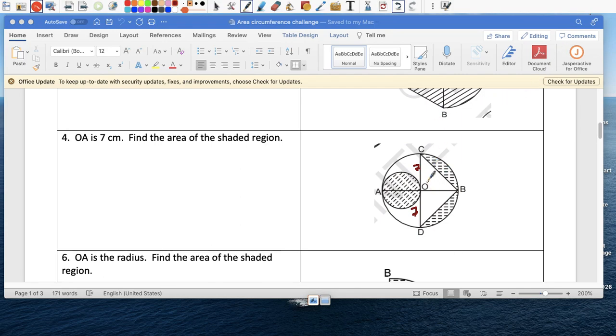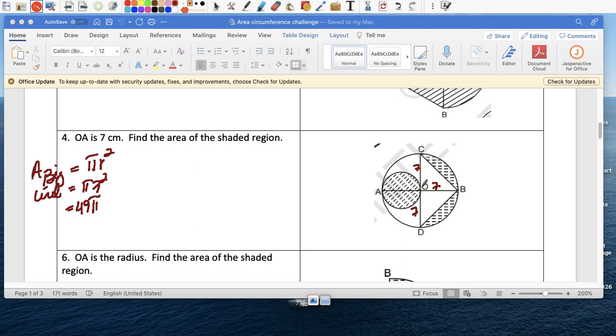So I can find the area of these two triangles, first of all, right? That's 7. So I can find the area of the triangle. And I can find the area of the circle. So when we find the area of the big circle, let me do that. The area of the big circle is pi r squared. The radius of the big circle is 7, so 7 squared. We have 49 pi. So that's the area of the big circle.